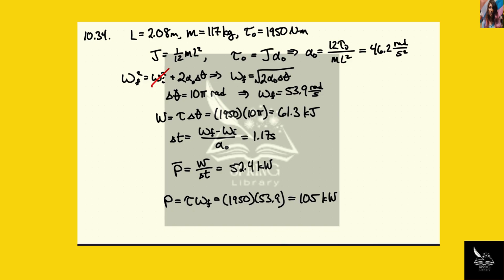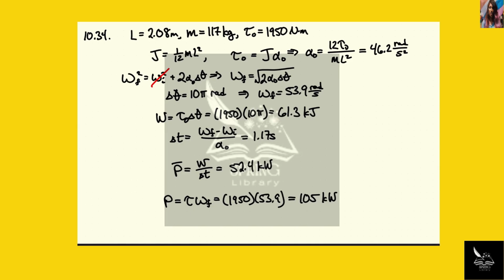And then we'll ask how much work is done by the engine during this first 5 revolutions. Well, the work is just the torque times the angle of rotation. And again, assuming this torque is always constant, I guess we call that T naught. Assuming that we have a constant torque over the whole range, that's simply 1,950 times the angle, which is 10 pi, or that winds up being 61.3 kilojoules.